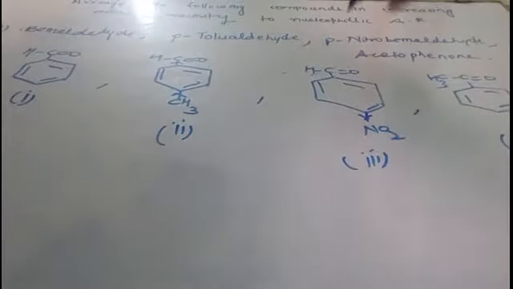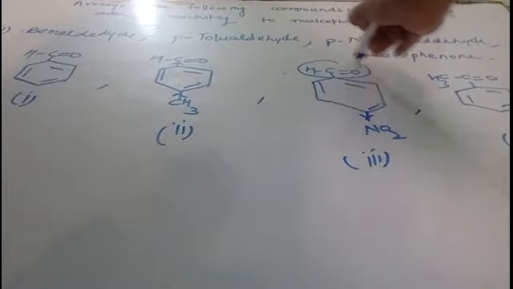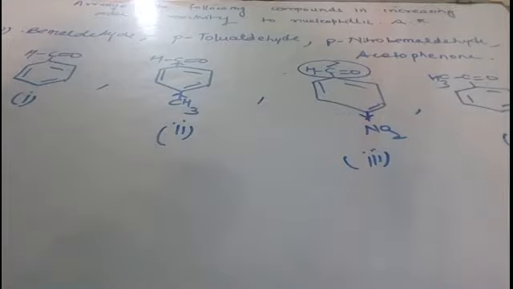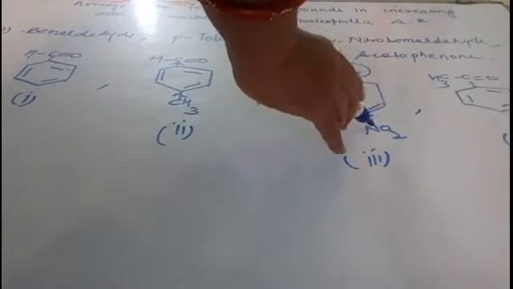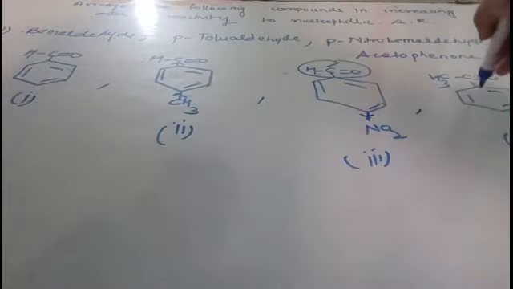And when it will decrease, then what will happen? It will decrease electron density on this carbonyl carbon. So reactivity of para-nitrobenzaldehyde will be more than that of benzaldehyde. Whereas here you see in the case of acetophenone, right?